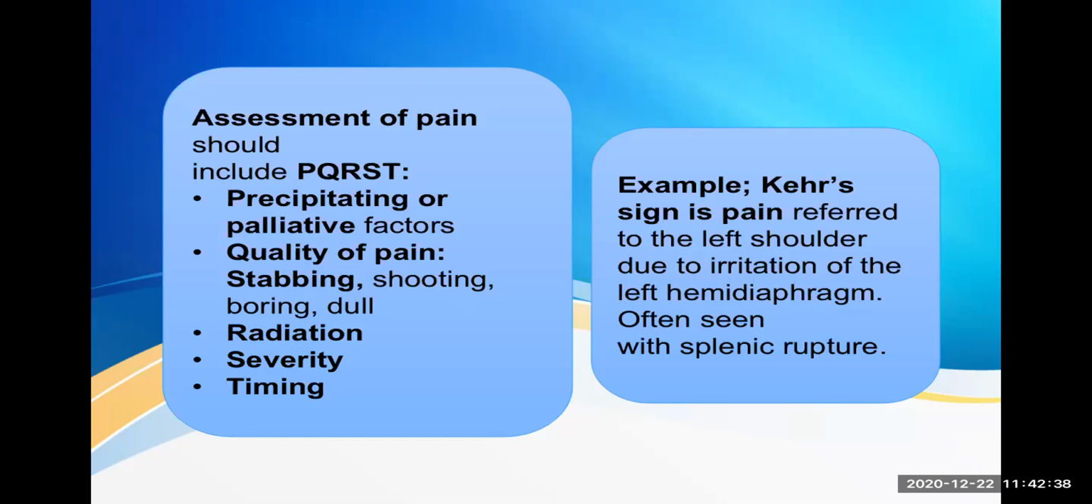Also understand like that. Ask about the quality of pain. What type of pain? Stabbing pain, shooting pain, boring pain, which means it is going backward, a dull type of pain. Ask about the radiation of the pain, where it is going to other parts of the body. Is it going towards the left shoulder or right shoulder? Is it going towards the back or towards the thigh? Something like that.